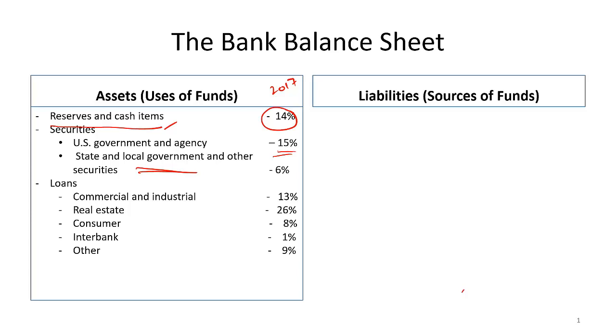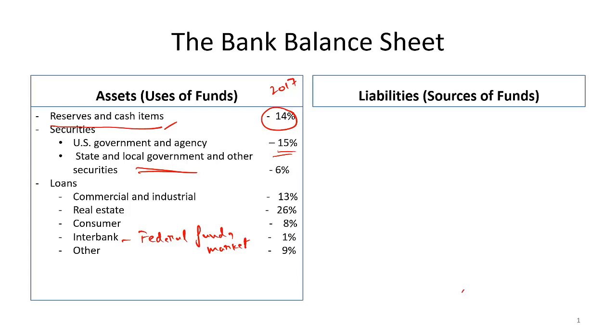That is followed by consumer loans. That's basically loans given to you to buy your new television, new car, and all that stuff. And then the interbank loans. These are your federal funds market. Mind you, banks also lend to each other. So interbank is your federal funds market, and it's about 1%.